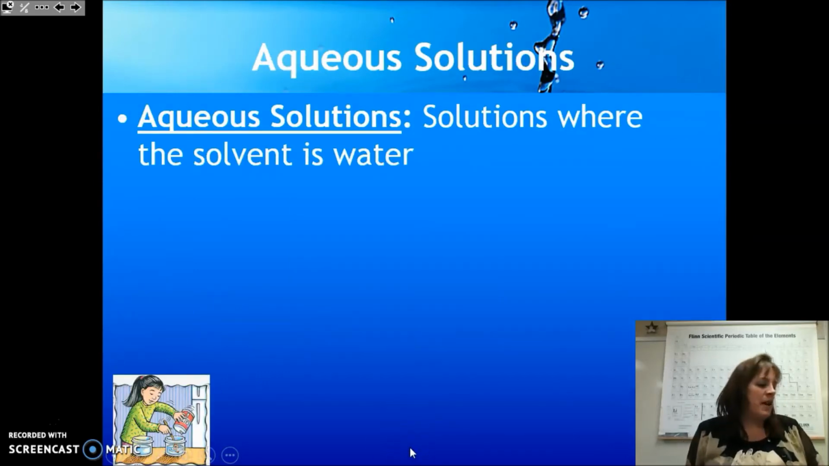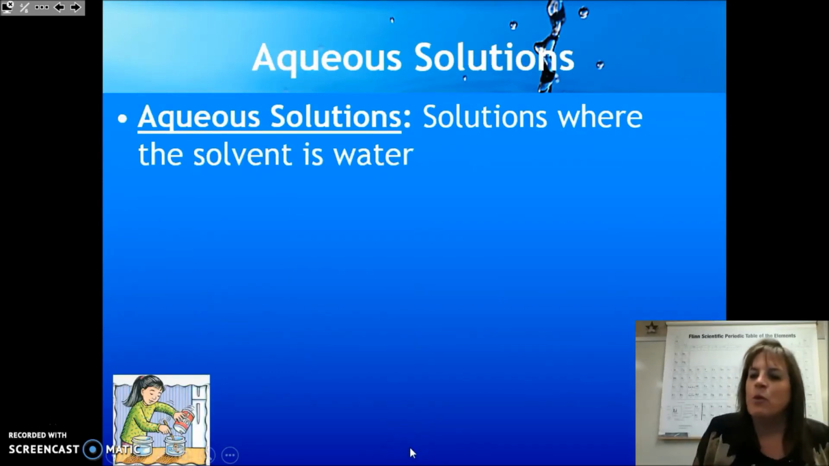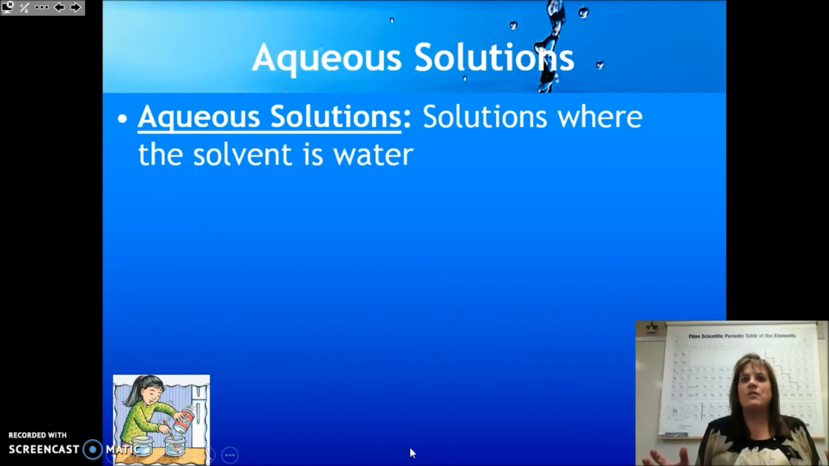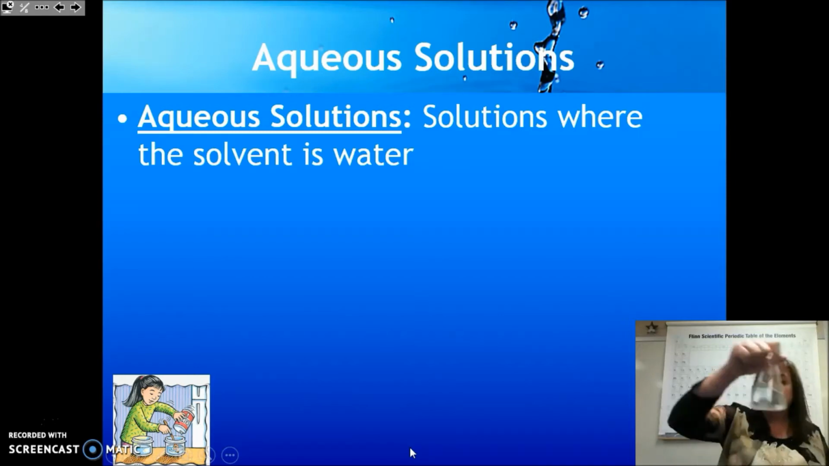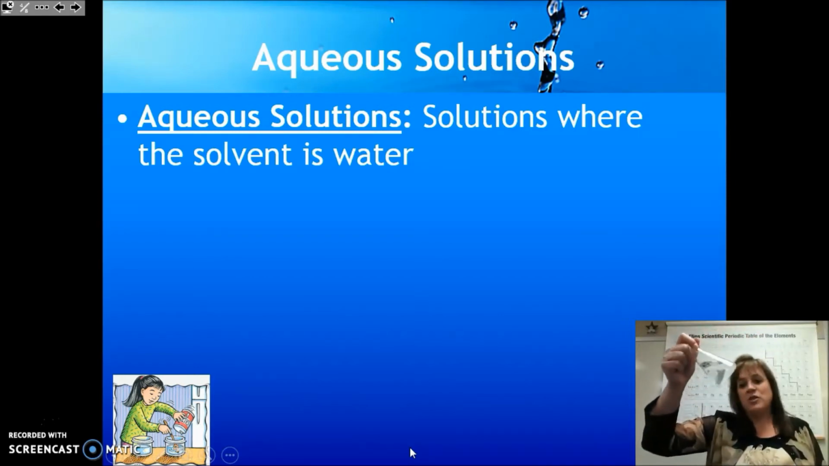Now, let's talk about aqueous solutions. We talked about them before when we talked about the reaction unit. If you remember, an aqueous solution is a solution where the solvent is water. So these are things in water. So here I have an aqueous solution of salt and water.